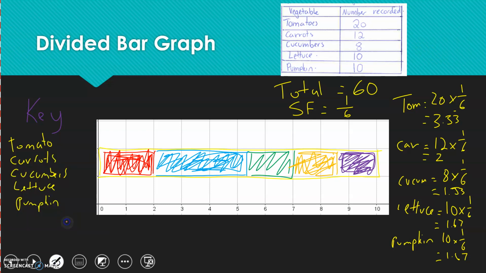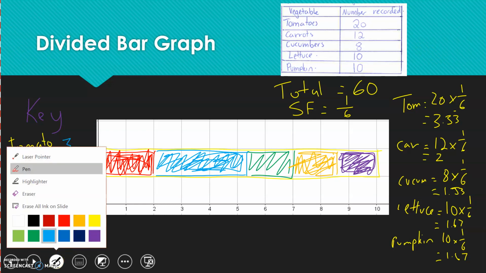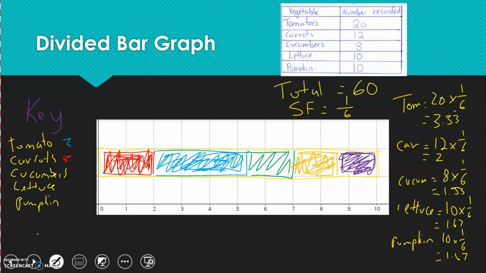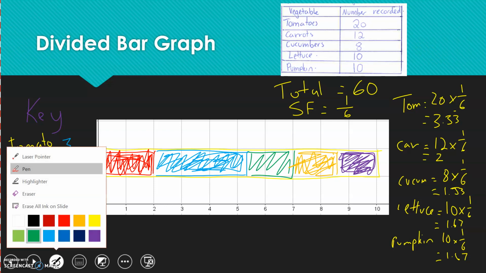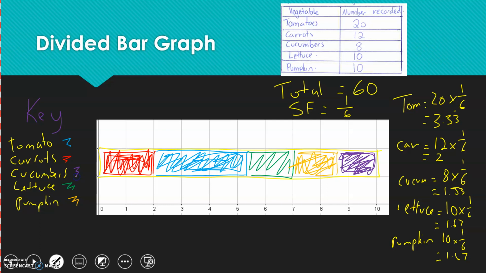Now we did our carrots first, which is in the red. We then did our tomatoes in the blue. We then did our lettuce in the green. Sorry, we then did the pumpkin in the orange, and then we did the cucumbers in the purple at the end. So you'll just have that next to your key, so then people know as they read it.